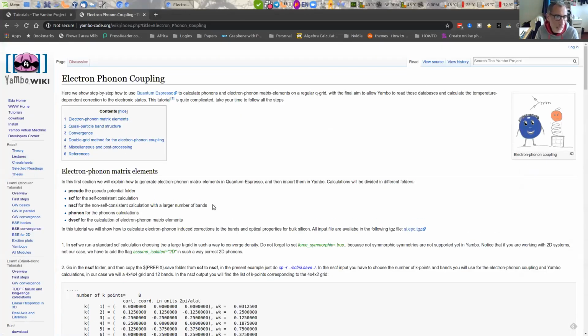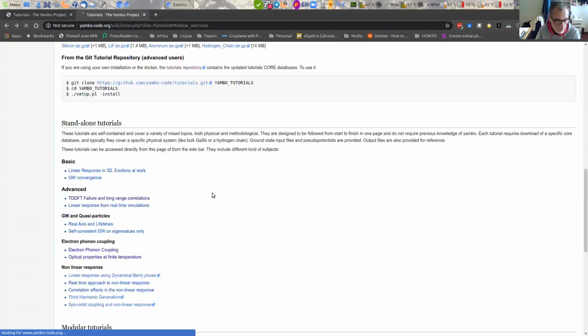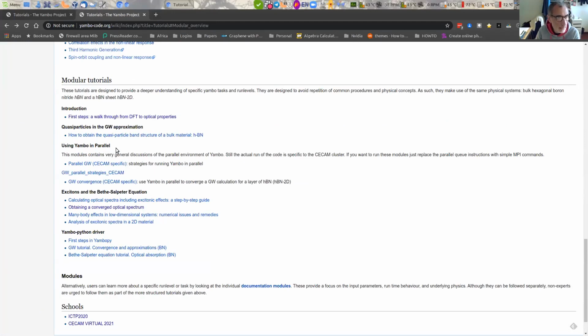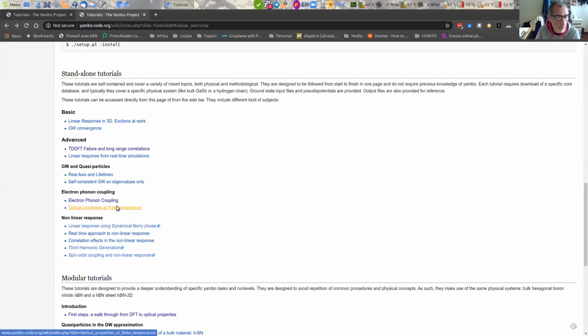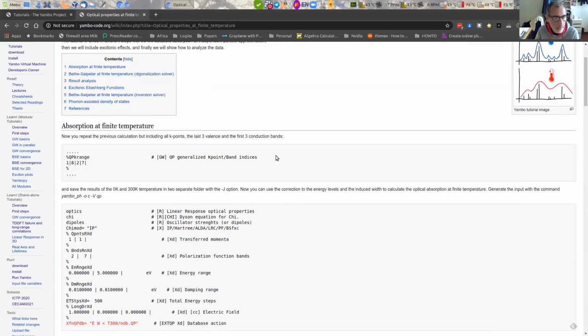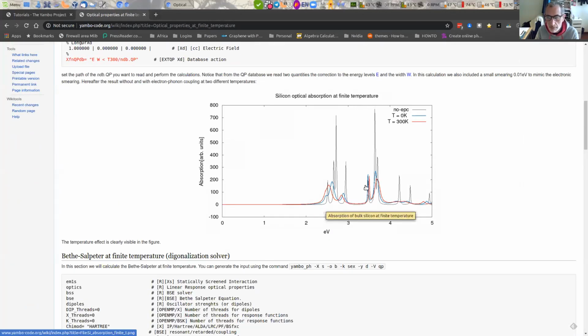And then there is also another thing: you can even calculate optical properties at finite temperature, again very well described. And then you see that, as I was telling you at the beginning, those delta peaks get broadened and move towards lower energy. This is a very non-converged calculation, but it clearly points to the effects that you will find in a realistic calculation.